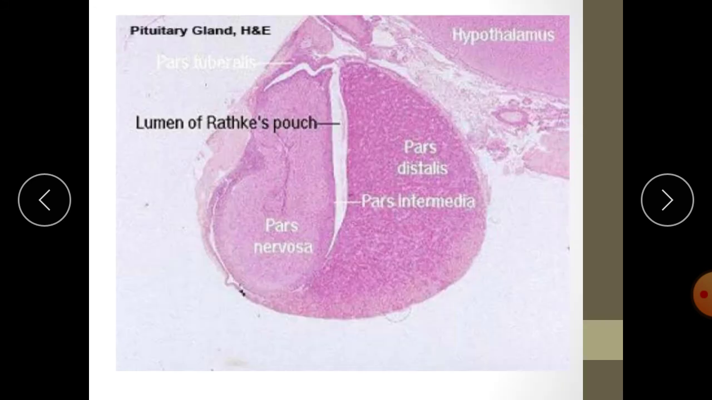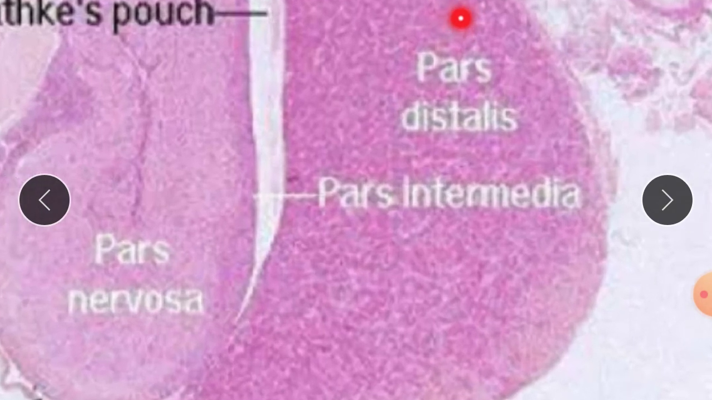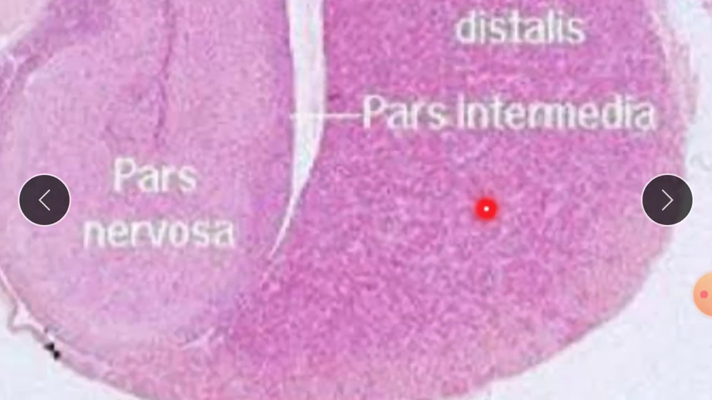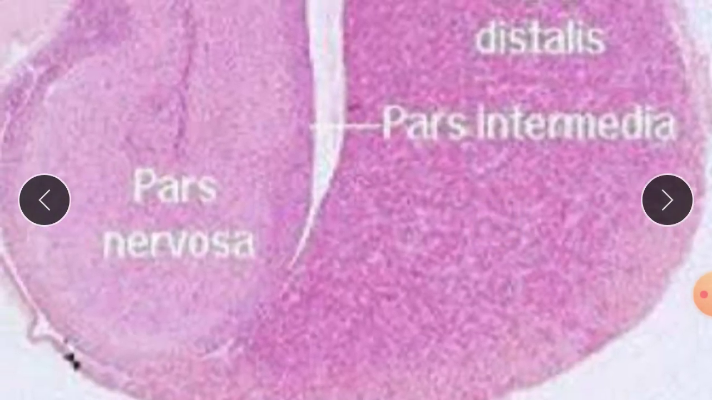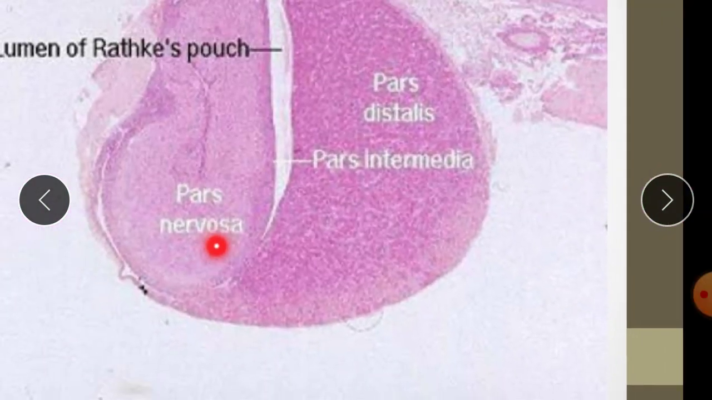So this is a section of the pituitary gland. This is pars distalis, the anterior pituitary. This is pars nervosa, the posterior pituitary. This is pars intermedia, the lumen of Rathke's pouch, and this is connected to the hypothalamus. And this is pars tuberalis, the stalk of the pituitary gland. Here chromophobes and chromophils are present. Here in pars nervosa, only nerve cells are present.